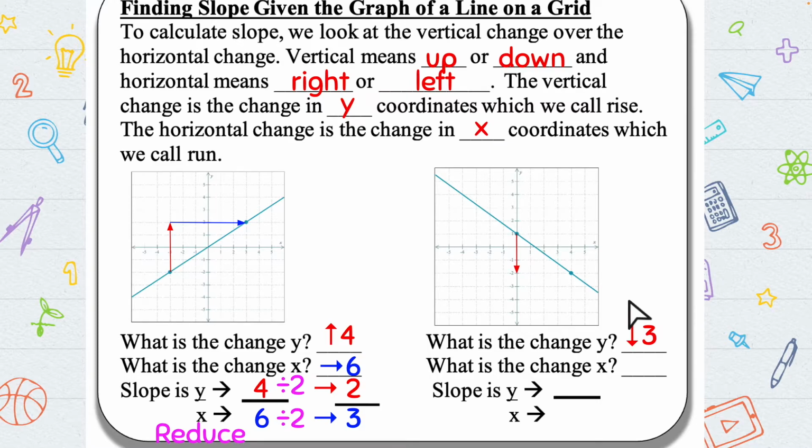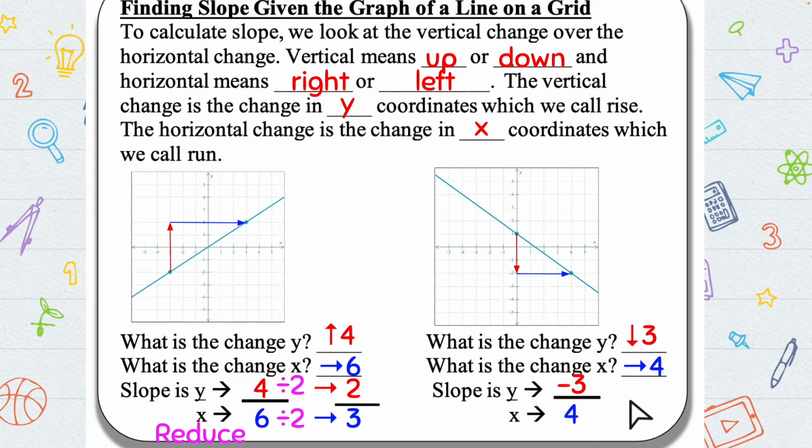And then if I want to know what my change in x is, I just want to know how far to the right I have to move on this one. I'd have to move 4 places to the right, because I'm starting at 0 here and going over 4. I can also use these tick marks to help me count, because I know this is my 0 mark, and I can see that it's landing right on 4. So I'm going to go negative 3 over 4. There's nothing I can do to reduce that, so that one is all done.